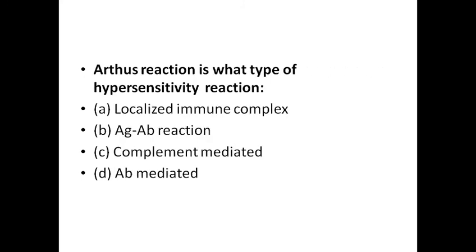Arthus reaction is what type of hypersensitivity reaction? Arthus reaction is a type 3 hypersensitivity reaction. We have seen in type 3 hypersensitivity reaction, circulating antigen antibody complexes are formed and they initiate inflammation and tissue damage. Localized type 3 hypersensitivity reaction is known as Arthus reaction. So it is a localized immune complex or localized type 3 hypersensitivity reaction.